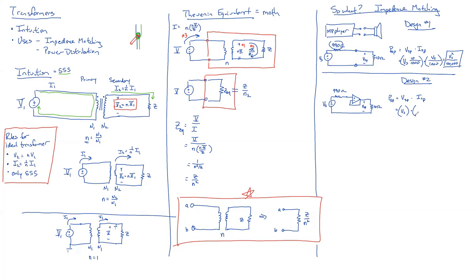And now, what's the current going through the speaker? VS over 10 ohms. Yeah. So now we've got VS squared over 10. Compare that with this number. That's 10,000 times better, right? That's much better.